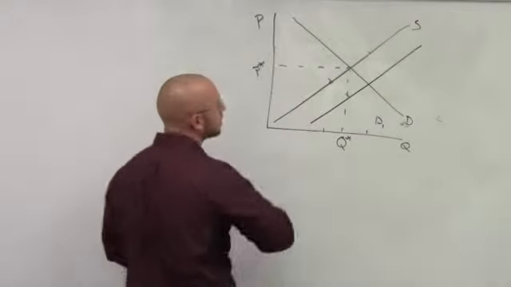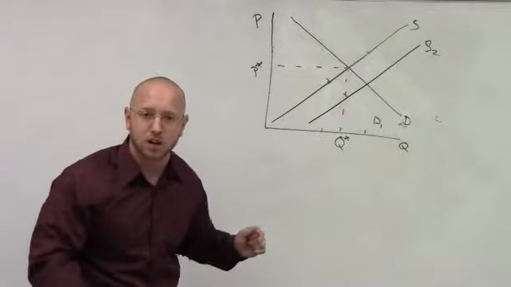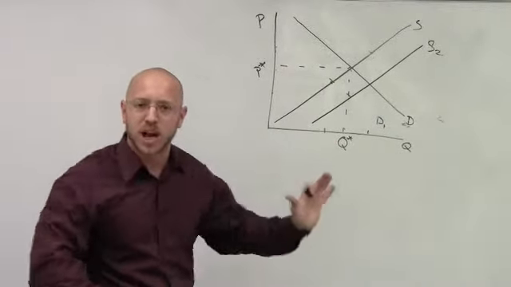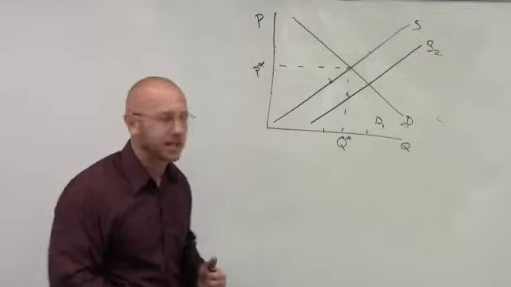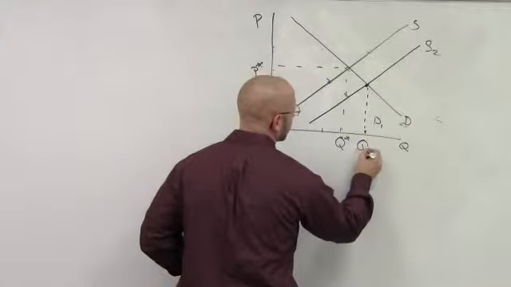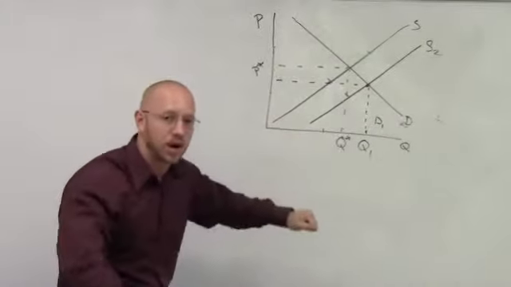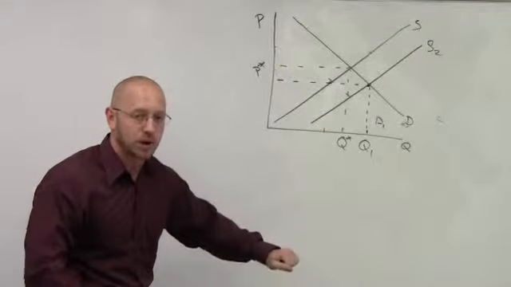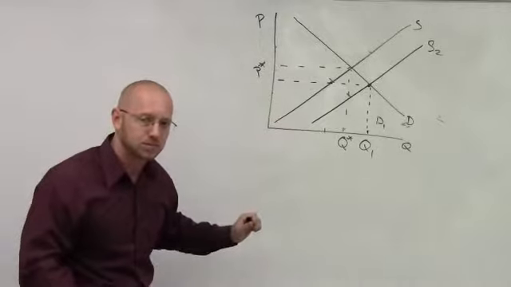Okay, we have a new supply curve. Technology increased, supply moved out, supply increased. What happened to the equilibrium price and quantity? Well, notice the quantity went up, just like when demand went up. But now, since supply went up, the price went down.